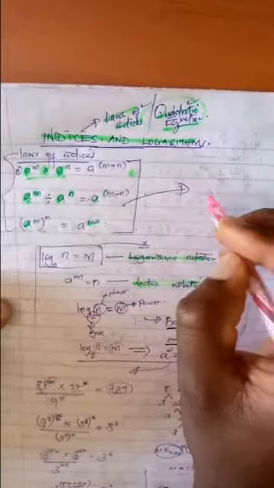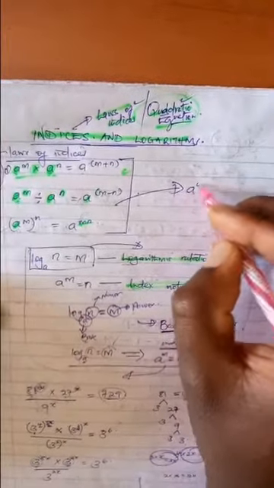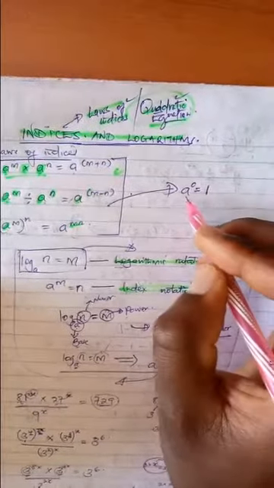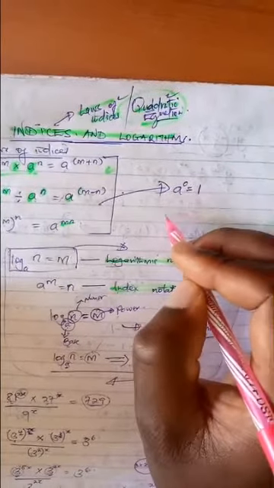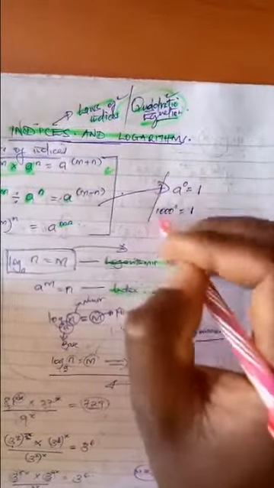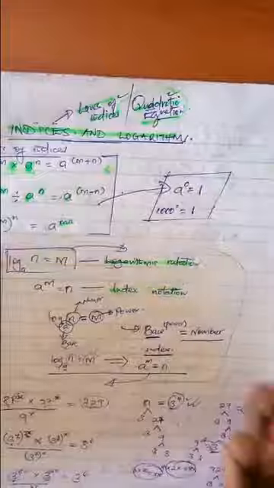Now I have a question here that I want us to look at, but before that there is something I need you to understand. On these rules there is something else you can add: a to power 0 is equal to 1. That means any number to power 0, even 1000 to power 0, is going to be 1. That is additional information that you need to know.